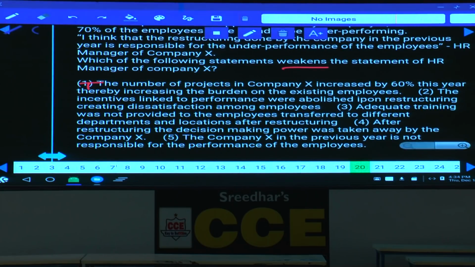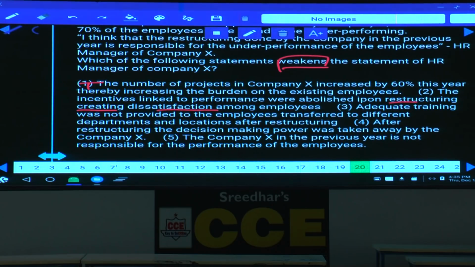And the next one: the incentives linked to performance were abolished upon restructuring, creating dissatisfaction among employees. Now, why are they not performing? Because of this restructuring, there is dissatisfaction among the employees. Why? Because the incentives linked to performance were abolished. Now there were no performance-based incentives at all, hence they are not performing well. So this again is a reason why they are not performing, and this cannot be your answer because the question asks to weaken the argument. This is strengthening the argument of the HR.